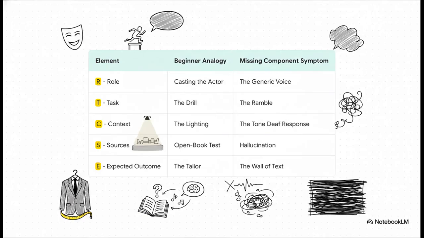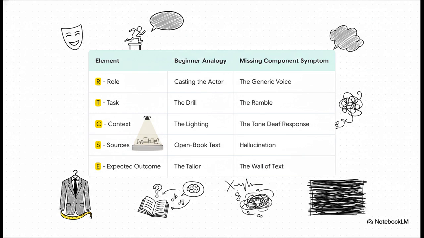All right, let's break down this framework. It's got 5 key parts, and each one has a pretty simple analogy. First up, R is for role. That's like casting your actor. If you skip this, you just get that generic, boring voice. Then you've got T for task. Think of this as the specific drill. Without it, the AI just kind of rambles.